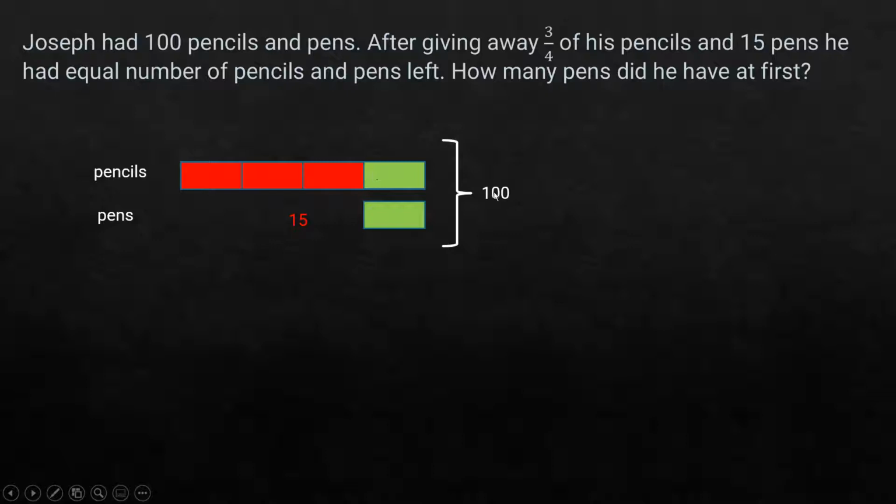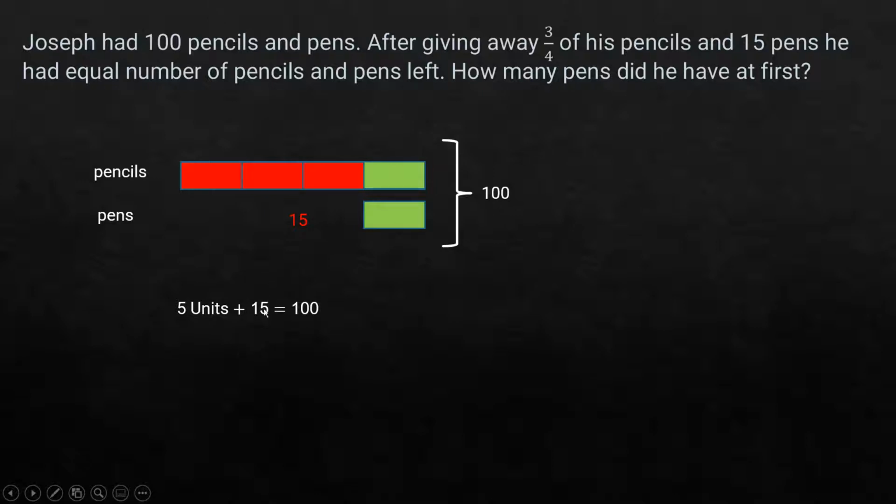So now what do we see from here? We have 1, 2, 3, 4, 5 equal sized units, plus in quantity we have 15 pens, and that is equal to 100. So we can write it as 5 units. If we consider each of these as 1 unit, 5 units plus 15 pens is equal to 100, right? So now we have an equation here.